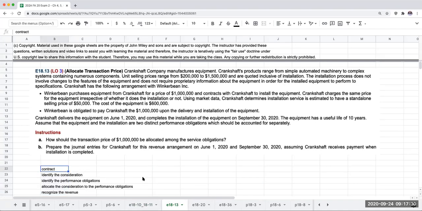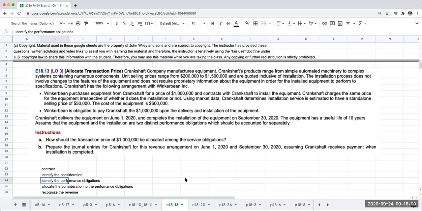So what's the contract here? They're going to deliver equipment, and then they're going to install equipment. We want to identify the consideration. It's basically $1 million. Winkerbane is obligated to pay Crankshaft $1 million upon the delivery and installation of the equipment. What are the performance obligations?